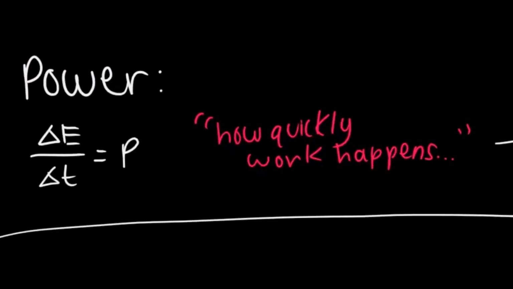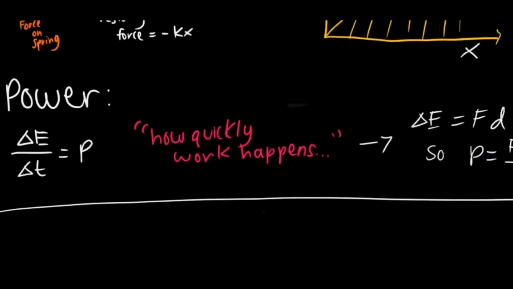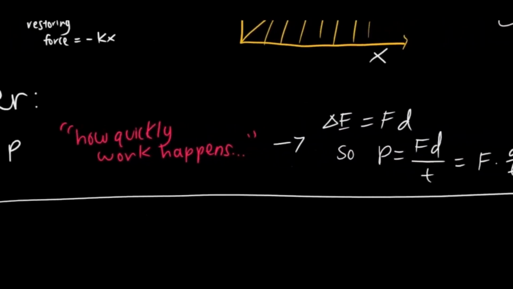So the final thing here is power. Power is just how quickly work happens. And power is represented by the change in energy over change in time. That one equation will probably serve you well, but there is another way of thinking about it.